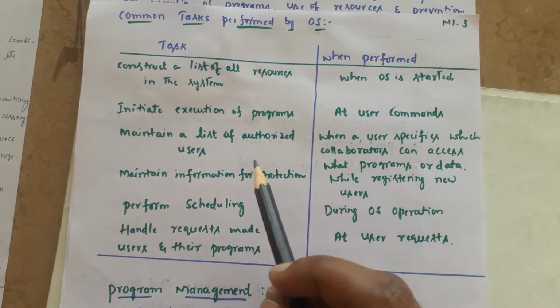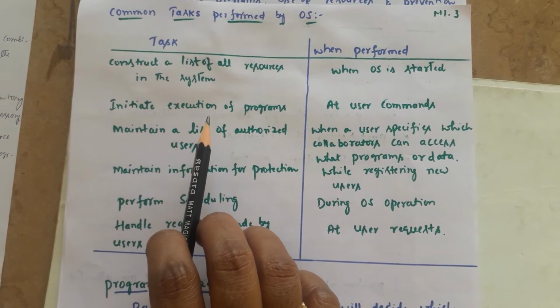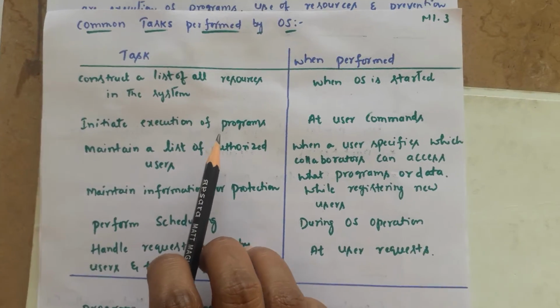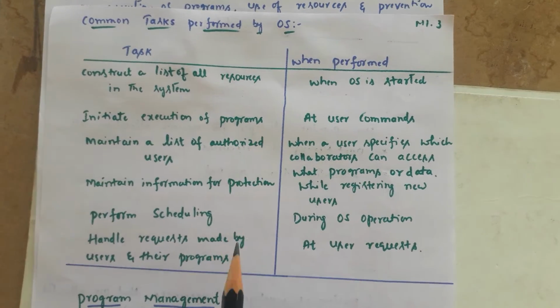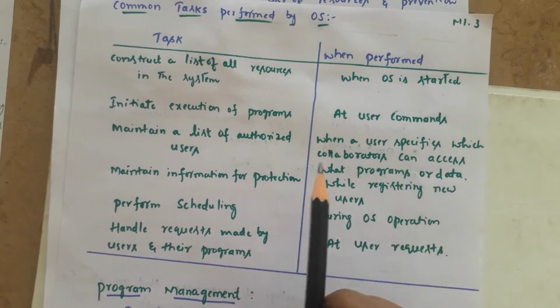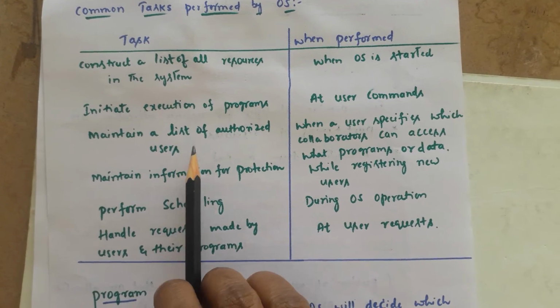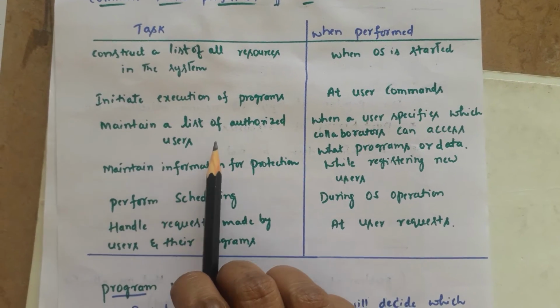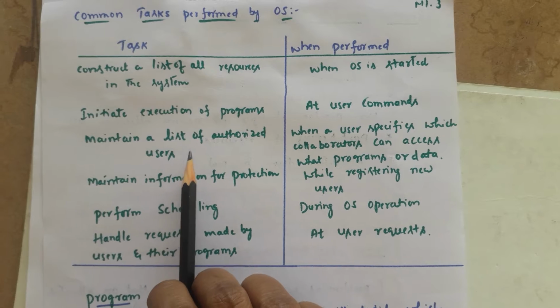Then the second task can be initiating execution of programs. You have to check which program has to be executed when the user is giving a command. Then you have to maintain a list of authorized users. It is not like anyone can access the resources.